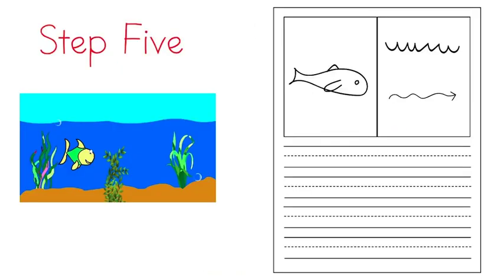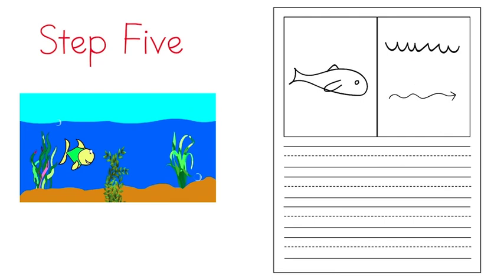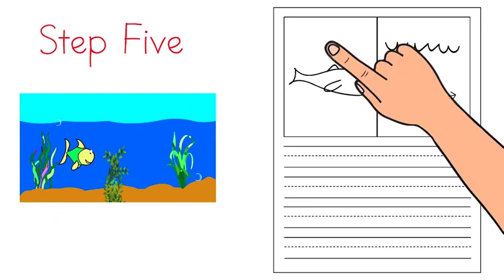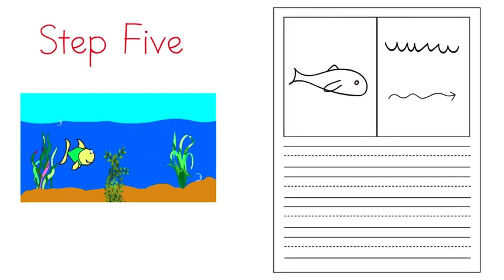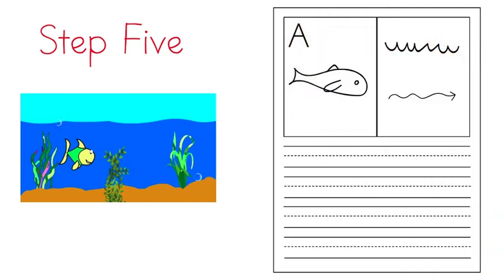Let's point to the planning boxes and say our sentence again. A fish swam in the sea. Go back and say the first word of our sentence. A. Go to the left planning box and write down a capital A. Say the whole sentence. A fish swam in the sea. Next, go to the right planning box. Make a period to show that's the end of the sentence.